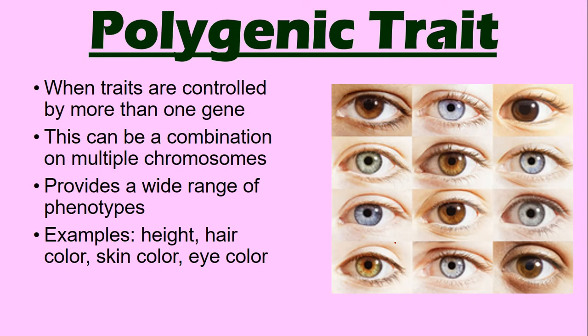Now, when we also talk about multiple alleles, we have to talk about something called polygenic traits. This is when traits are controlled by more than one gene, and you have to combine them from multiple chromosomes. And this is why there can be a wide range of phenotypes out there, like height. I mean, not everyone is short or tall. You got some middle ones. I'm 5'8", 5'9". I'm between the two.